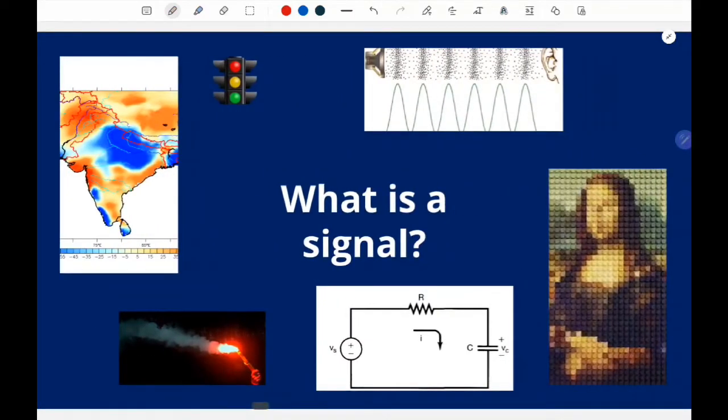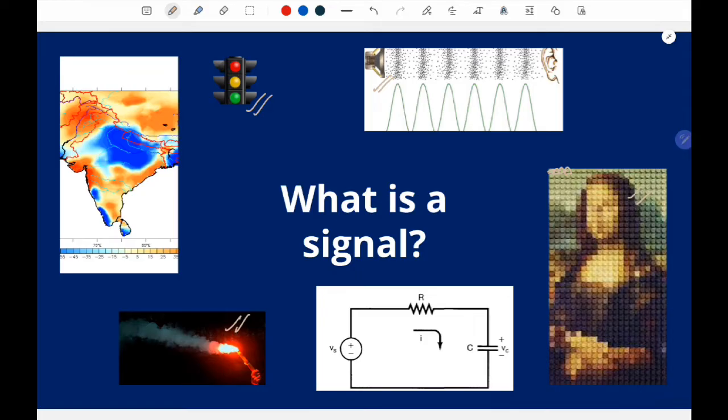Now let's come to the actual topic of what is a signal. Here I have put some images which depict a signal. This is like the fire signal you give when you're lost or you want to be rescued by someone. And this is a picture of Mona Lisa, and you can see all these tiny squares. These are the pixels, and each pixel is conveying the information of the color. And this is the sound vibrations, sound signals that travel through the air and reach our ears, and we are able to sense them.